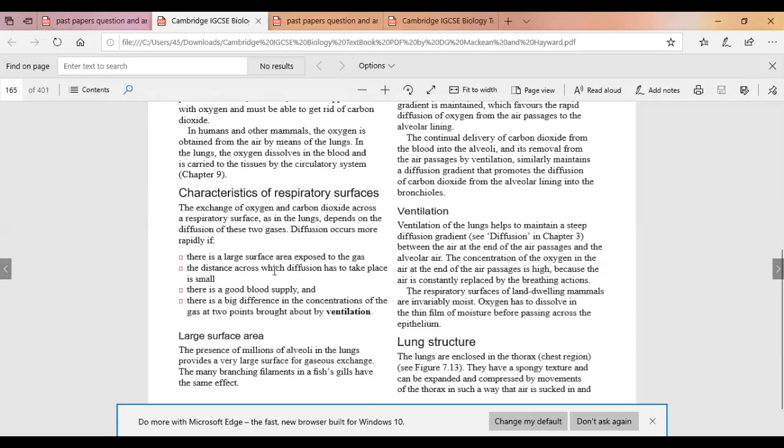So now I will repeat the question. What are the characteristics of the respiratory surface? Who knows? Grade 9, I want someone to take part with me now.